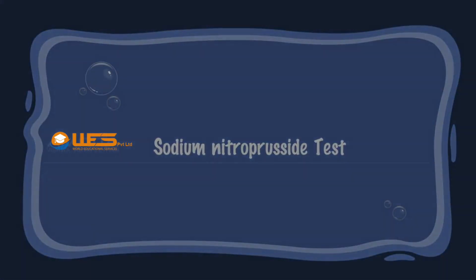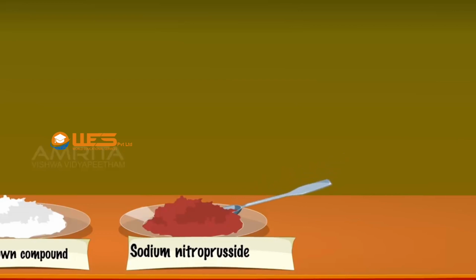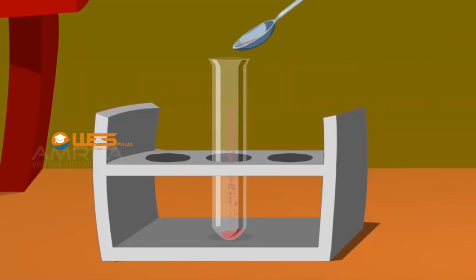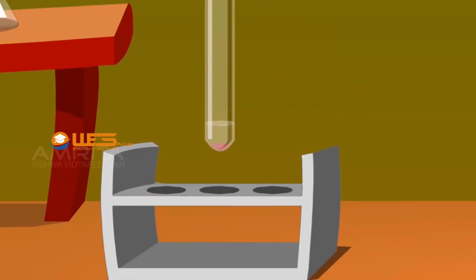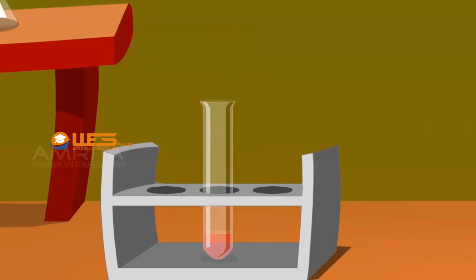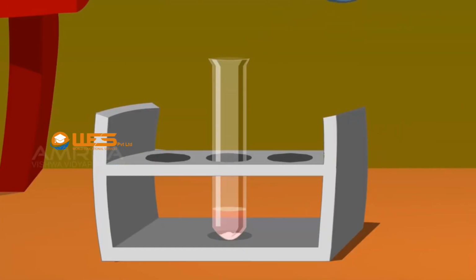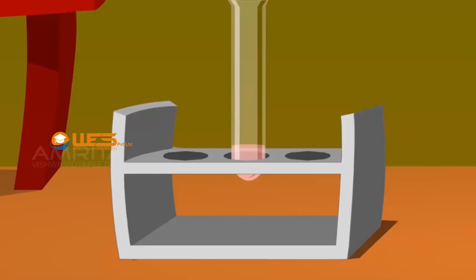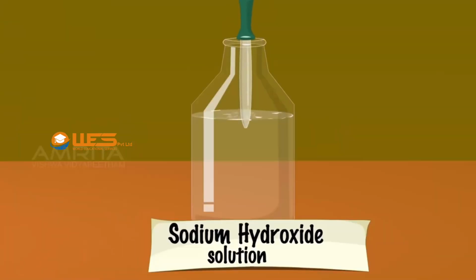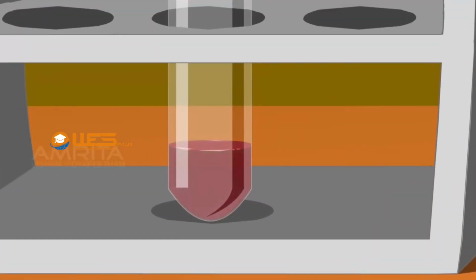Sodium nitroprusside test. Procedure. Take a spatula. Take some crystals of sodium nitroprusside into a test tube. Add some amount of distilled water to it and shake the test tube well. Take a small amount of given compound using a spatula. Add it into the test tube. Shake well. Add some drops of sodium hydroxide solution. The anion of the ketone, formed by an alkali, reacts with nitroprusside ion to form a red-colored complex.